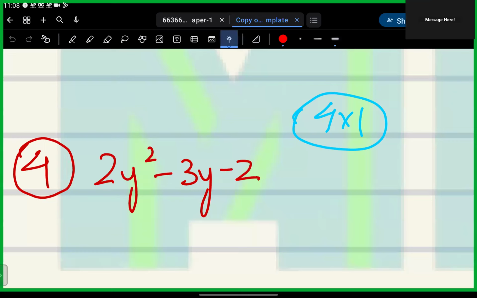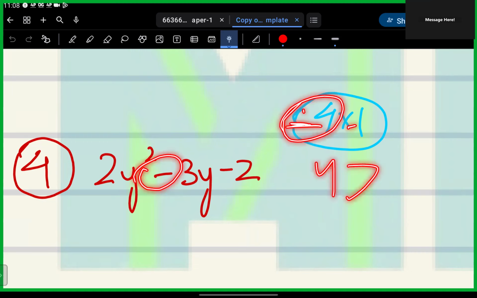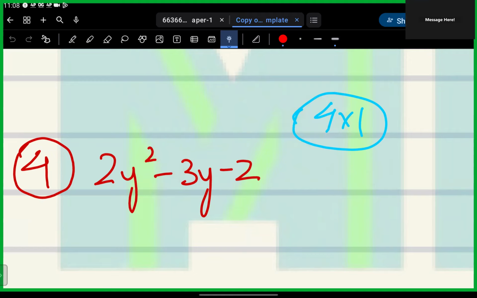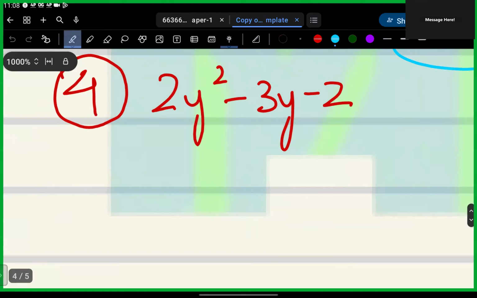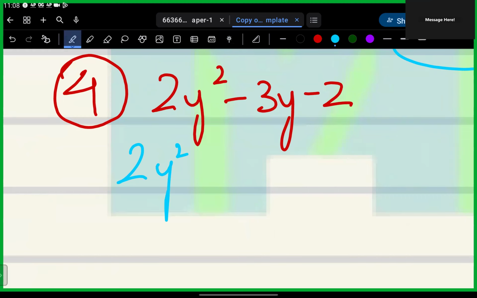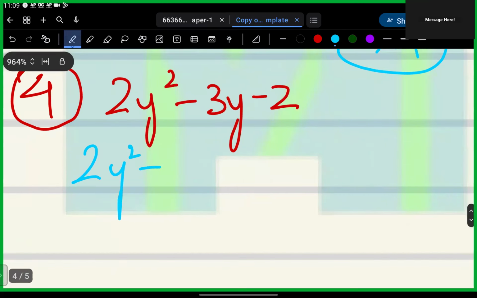Basically, we have to choose between 4 and 1, with which we have to give the minus sign because we have a minus sign over here. So there's going to be a minus sign in 4 or 1. Whenever we want a minus sign, we have to choose the greater number. As 4 is greater than 1, I will choose 4 and write this down. It is going to be 2y squared minus 4y minus y.